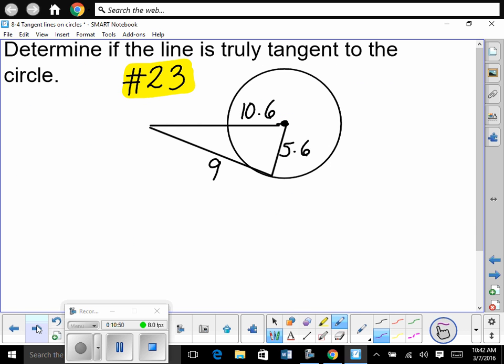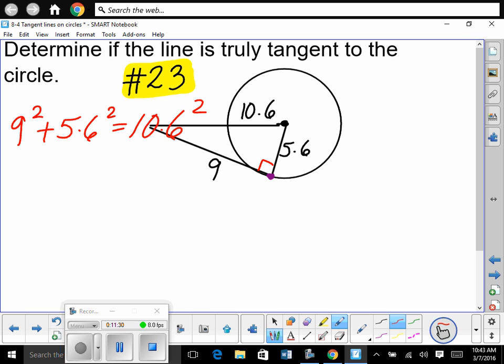Okay. So last one on 23, then I'll let you go. So it said, determine if the line is truly tangent to the circle. So once again, here's our tangent line. It's touching down at the point of tangency right there. And we have a radius dropped to the point of tangency. Therefore, this is our 90-degree angle. So now it says this radius is 5.6 and this says 10.6 written right here. So that must be the full length, right? Okay. So we're doing side 1 squared, which is 9 squared, plus side 2 squared, which is 5.6 squared, is equal to 10.6 squared. Let's see if this comes up with a true statement.